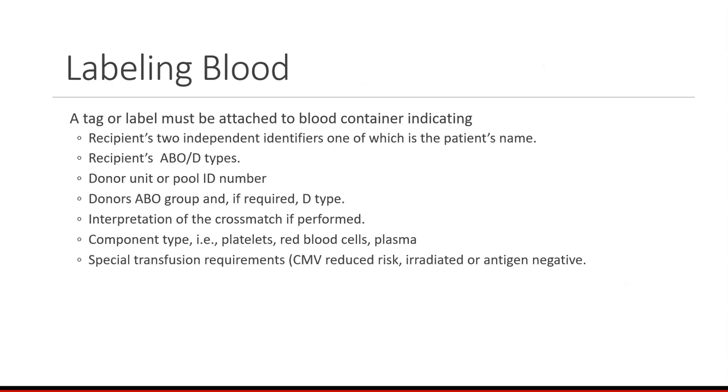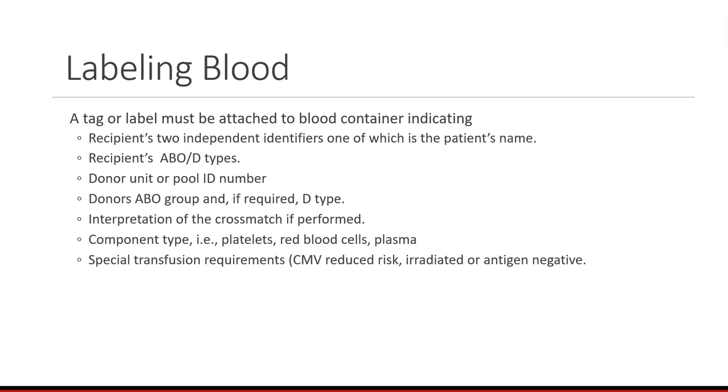So all the pre-transfusion testing has been done and appropriate donors have been found for this patient. So in labeling blood, a tag or label must be attached to the blood container indicating the recipient's two independent identifiers, one of which is the patient's name. The other could be a medical records number. In hospital setting, that's what we're going to use. The recipient's ABO and D type must be on this label.